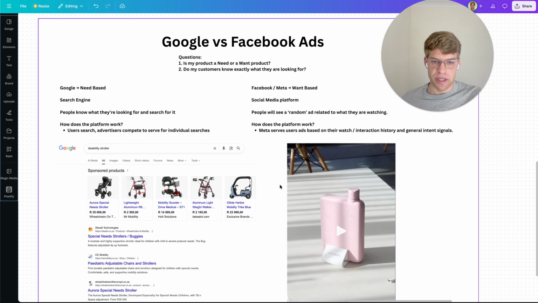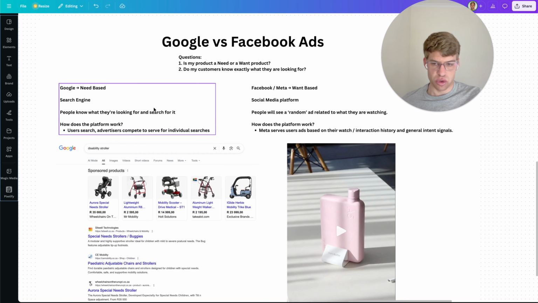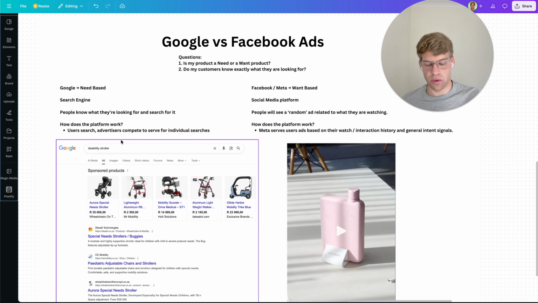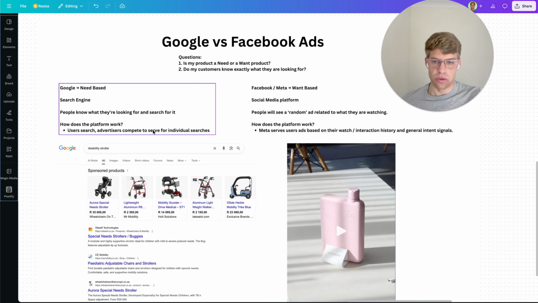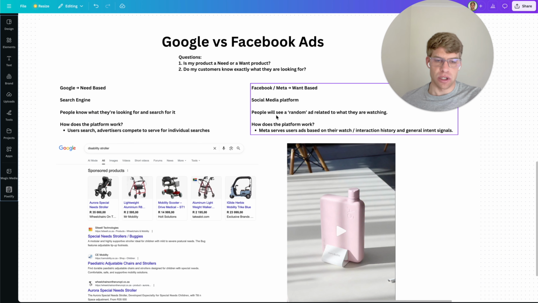So to kind of bring this back to these two questions up at the top over here, if someone is aware of something that they need and know exactly what they're looking for, they will generally resort to a search engine to search for that specific product or term, and then advertisers obviously pay to compete to serve for those individual searches. On the other hand, with a social media platform like Meta, people will be obviously consuming content, and then Facebook would essentially share or serve a random ad related to whatever they're watching.